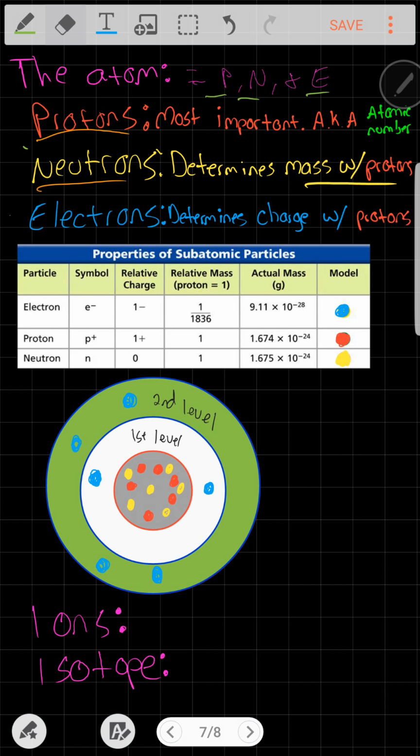So I can't bond a proton to a neutron or something and get a chemical reaction. Those are nuclear reactions whenever I break them up and separate those down. So again, for our sake, protons, neutrons, and electrons are extremely important.